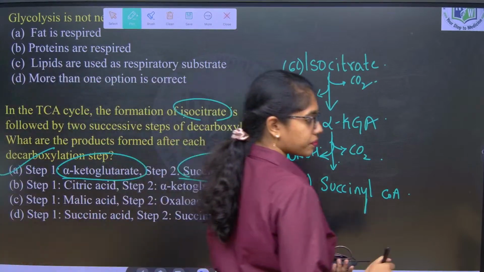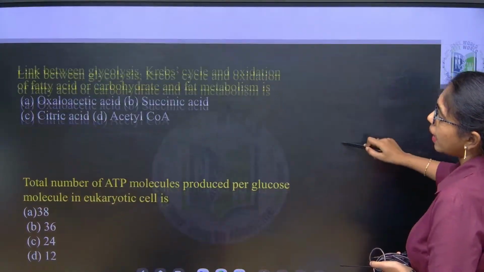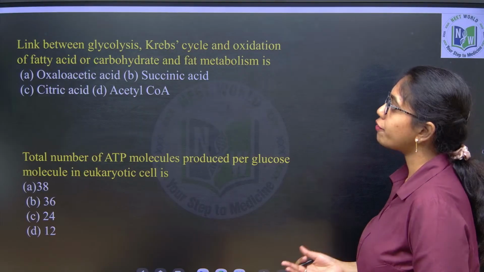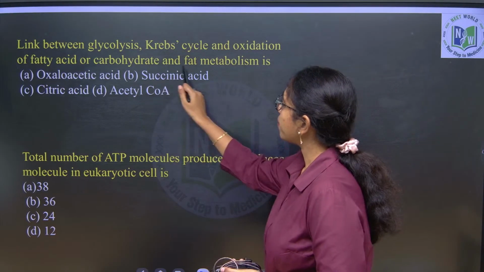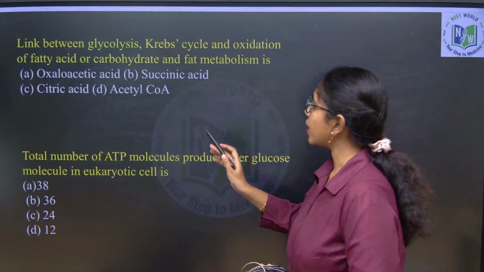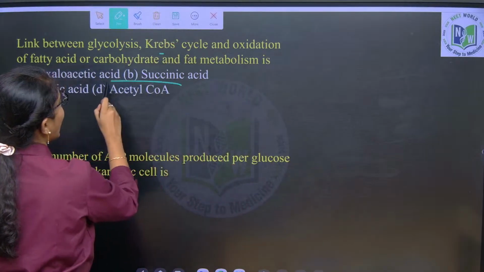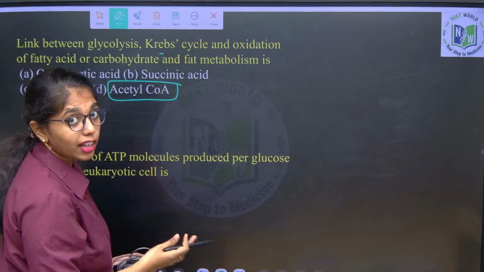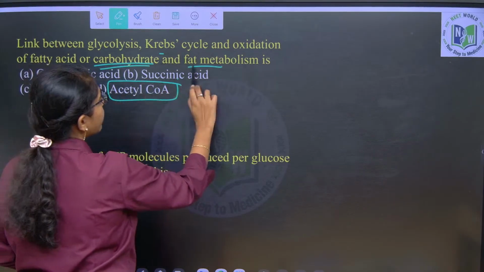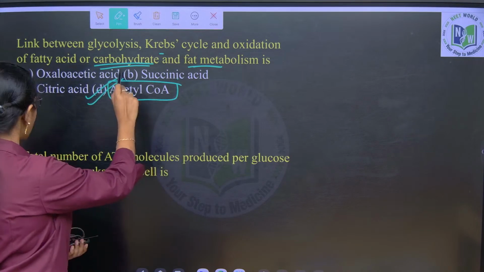Done? Next. Link between glycolysis, Krebs cycle and oxidation of fatty acids or carbohydrates and fat metabolism. This is with respect to what is the linking molecule between glycolysis and Krebs cycle? Acetyl-CoA, and acetyl-CoA is also in the biosynthetic pathways of carbohydrate and fat metabolism. Remember that, it is acetyl-CoA.